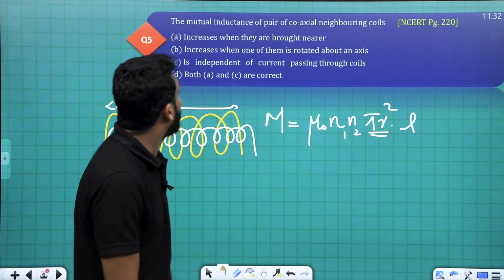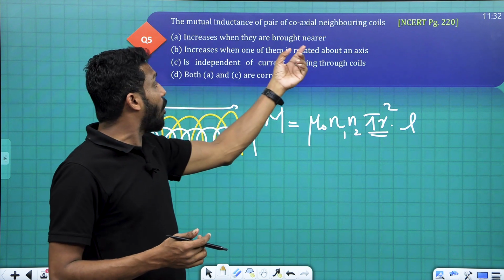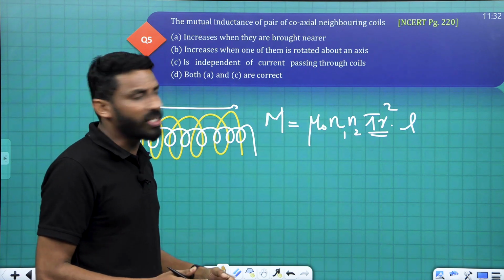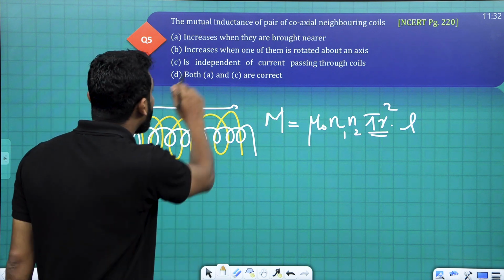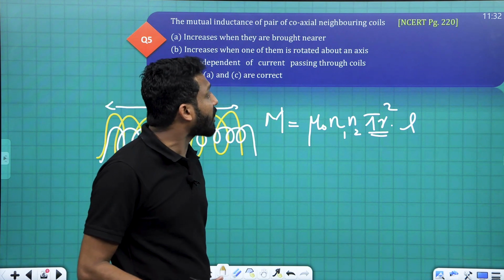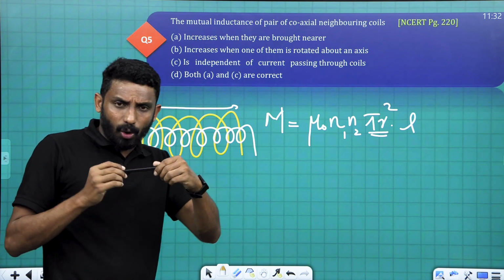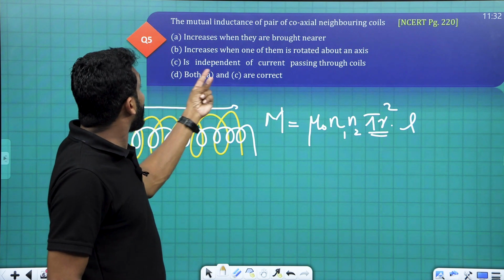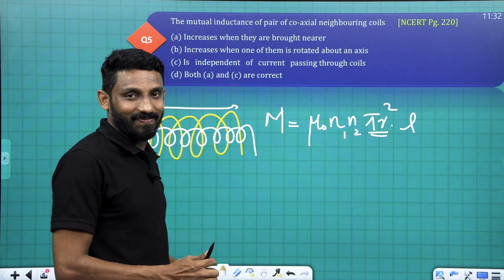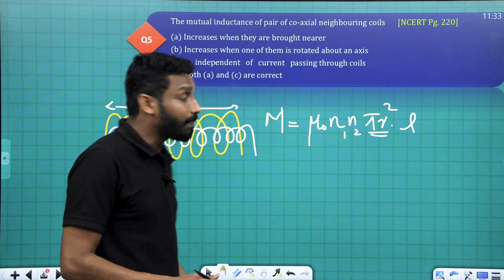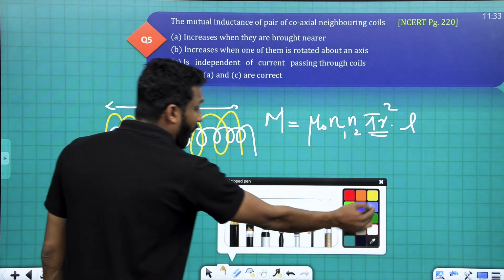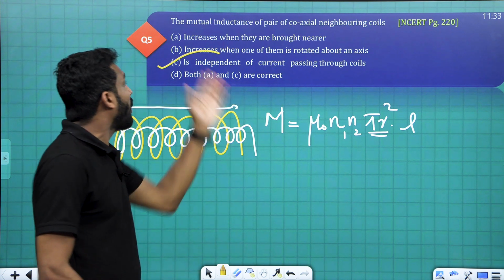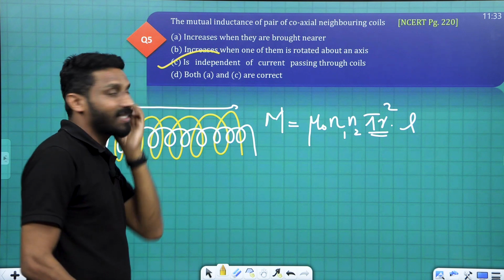We studied it. Right. Options. A, increases when they are brought nearer. These are already very near, then this is the formula. No change in this case. Right. Then B, increases when one of them is rotated about an axis. No change in the mutual inductance. C, is independent of current passing through coils. No current is here in this formula, so this is independent of the current passing through the coil. Option C is our answer. Both A and B are correct? No, A is not correct. So the answer is C.